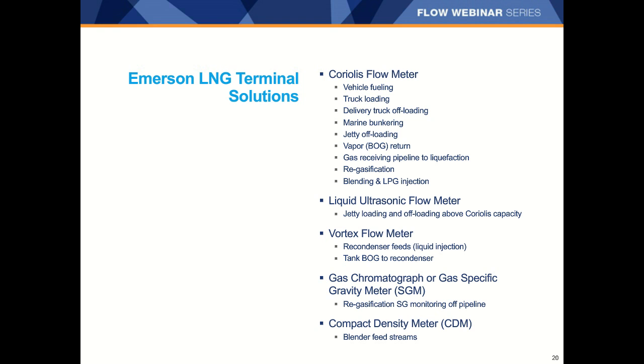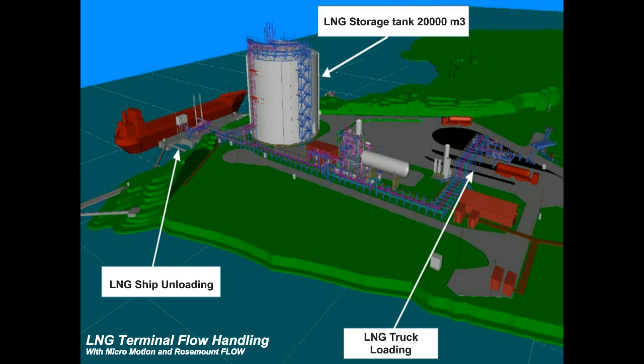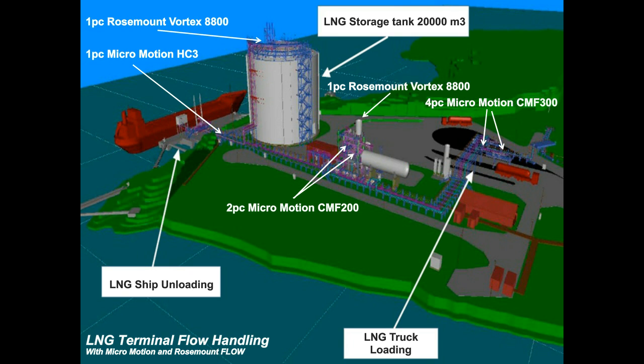Here's a view from above of a typical LNG tanker offloading station that combines storage, blending, and truck loading. Coriolis meters have applications on the jetty, in the blender, and at the truck loading rack. Vortex meters can be found in locations for boil-off gas capture at the storage tank and for liquid injection at the recondenser.